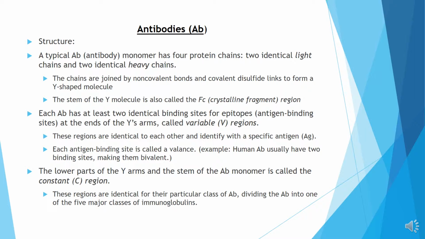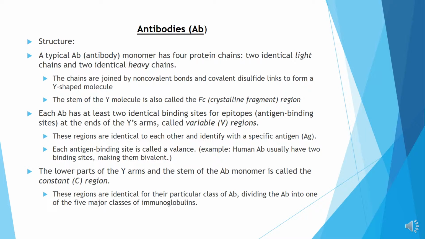Antibodies are made in response to an antigen and can recognize and bind to that antigen. They are produced by plasma cells. They are relatively soluble globulin proteins, and they are given the term immunoglobulins. The typical antibody monomer structure has 4 protein chains, 2 identical light chains and 2 identical heavy chains. The chains are joined by non-covalent bonds and covalent disulfide links to form a Y-shaped molecule.